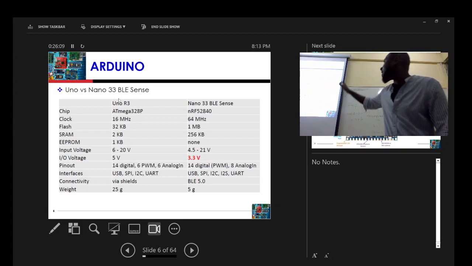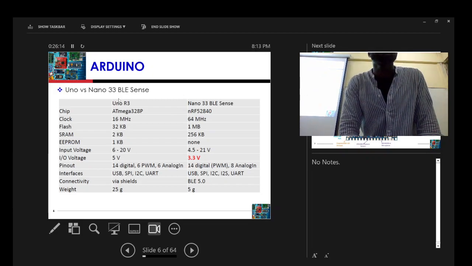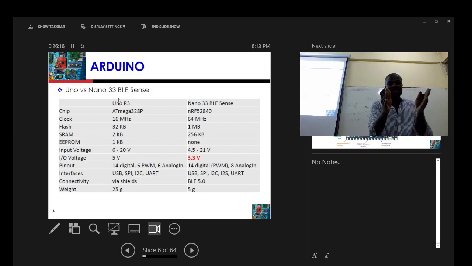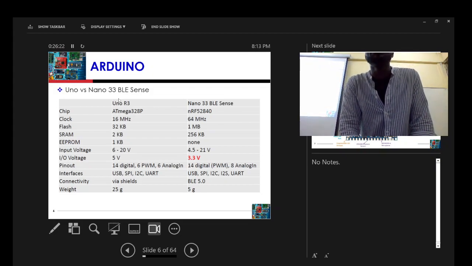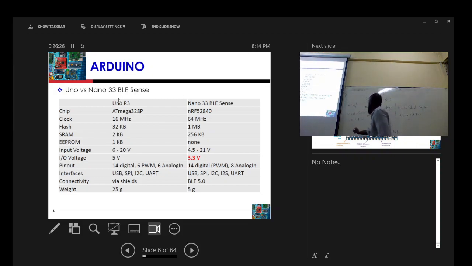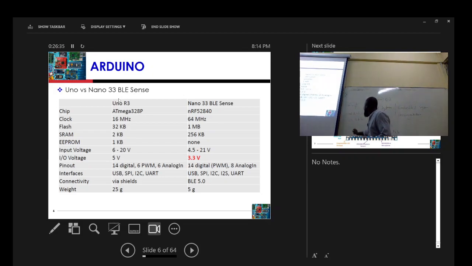So here, if I have 64 megahertz, what does it mean? It means the number of cycles a program takes to run within 1 second. Frequency is just the cycles per second.